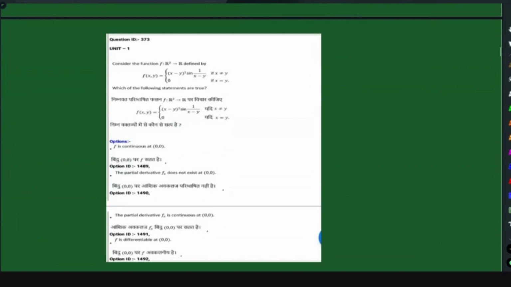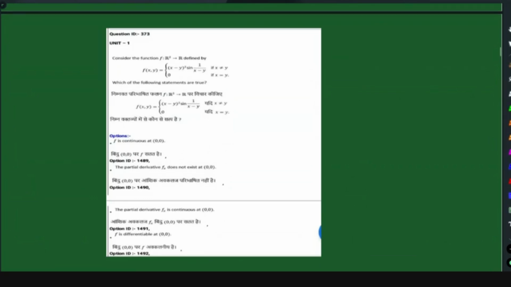So is it visible? Fine. If you want me to make it larger, I can. No, sir, it's visible. Okay. So now see, the problem is here you have f of xy is equal to (x minus y) whole square into sine 1 by (x minus y), where x not equal to y, and 0 for x equal to y. The first option is f is continuous at 0, 0. So what is your answer? Tell me whether f is continuous or not.